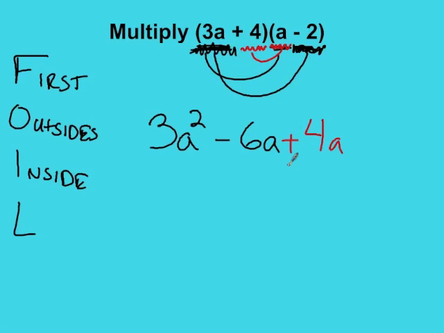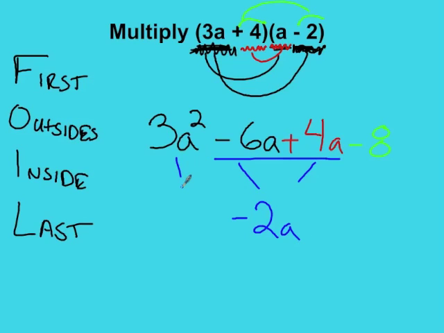And the last thing we're going to work with are the last terms. So, the last terms, the 4 and the -2. 4 times -2 is -8. Now what I'm going to do, I'm going to put all these terms together, combining the like terms and leaving the ones without like terms. So, -6a plus 4a is -2a. There's no other 3a squared, so I have 3a squared. There's no other constant, so I have -8.